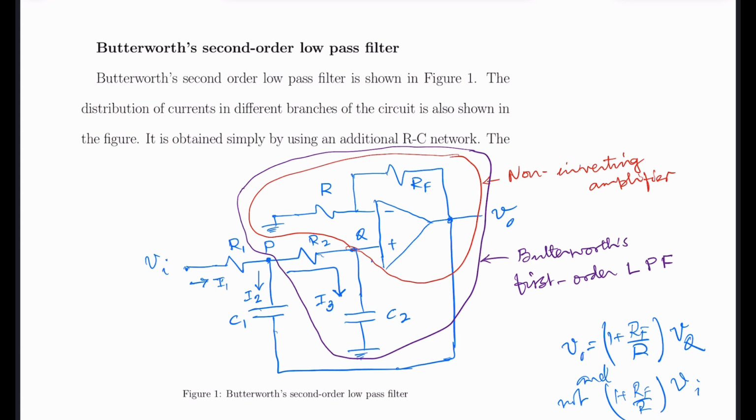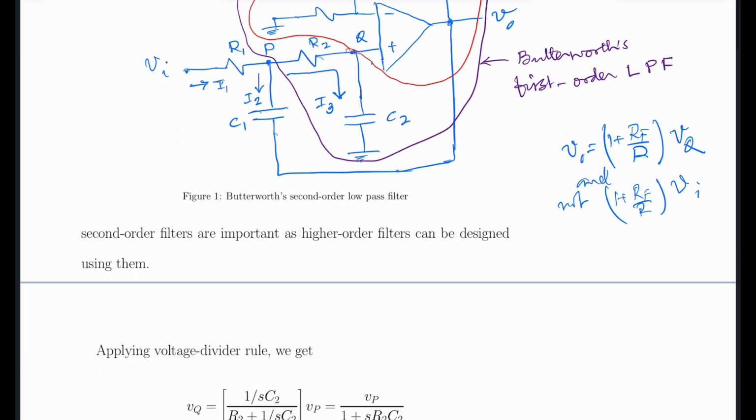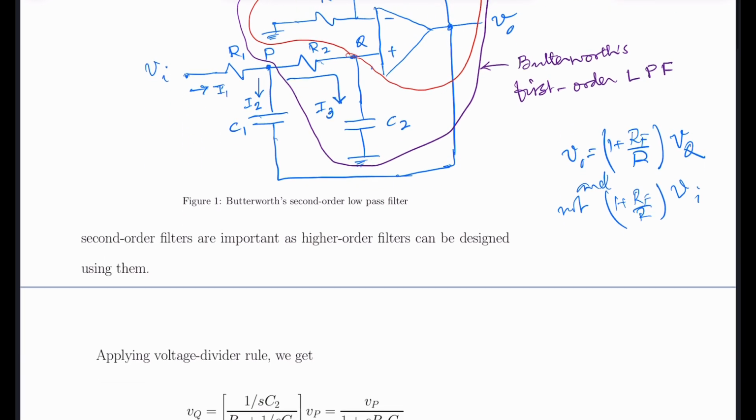So what you have to do is simply find the value of the potential at the point Q in terms of the applied potential Vi. Let us see how this can be done. You apply the voltage divider rule. You apply the potential Vi here, and the current I1 flows through R1. At the point P, this current is divided into two parts. One part I2 goes through C1, another part goes through R2.